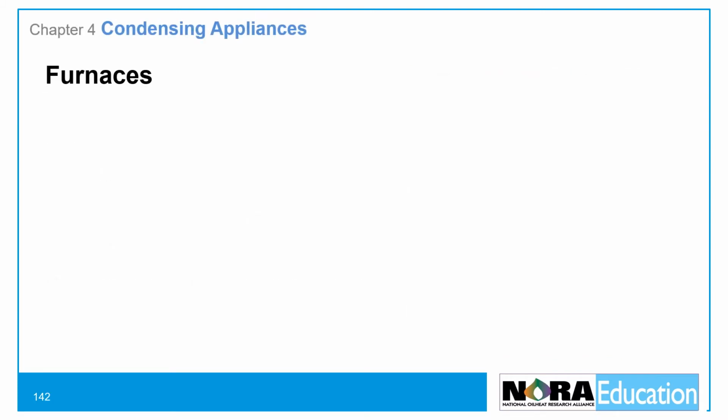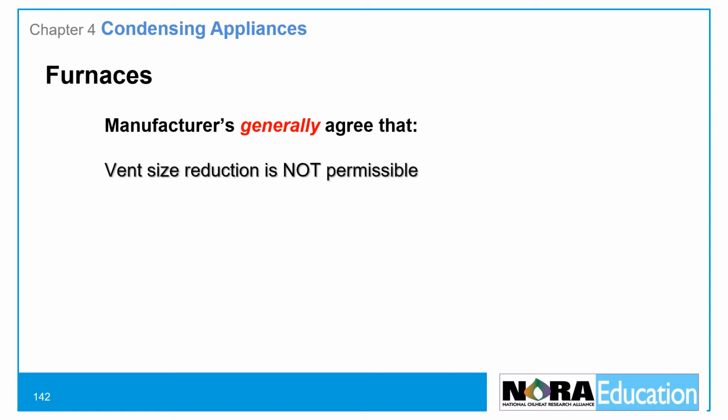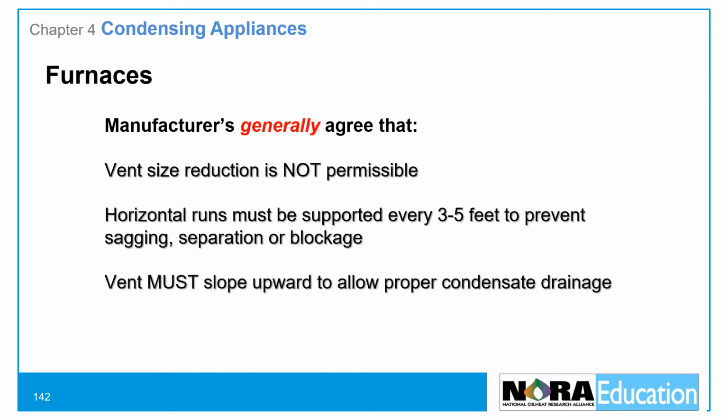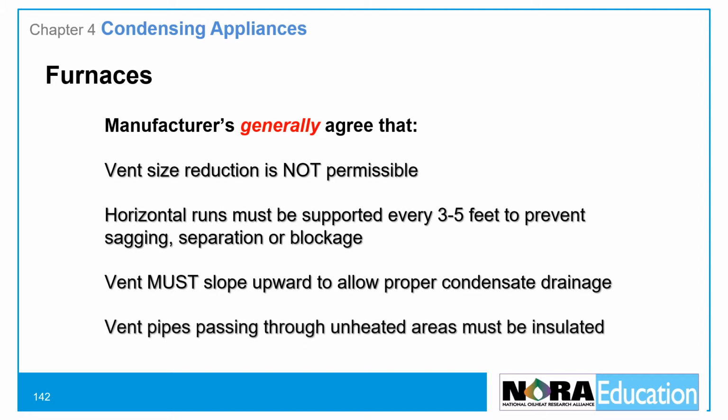There are a number of requirements that must be met when venting with PVC, and the specific manufacturer's recommendations must always be followed. In general, manufacturers agree that vent size reduction is not permissible. Horizontal runs must be supported every 3 to 5 feet to prevent sagging, joint separation, or pipe blockage. The vent system must slope upward from the appliance to allow proper drainage of condensate. And vent pipes passing through unheated areas must be insulated.